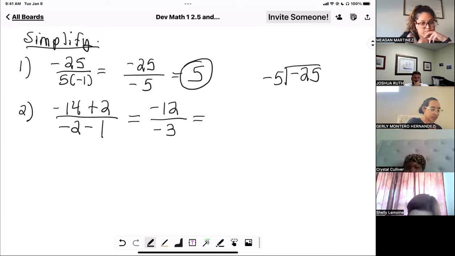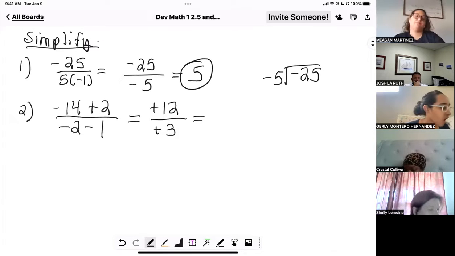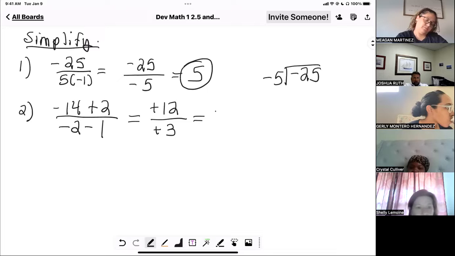And again, I see a negative divided by a negative, that's going to be a positive. Even if you want to do this, you could go like this if you want, just to know that the answer is positive. That's fine. I do that a lot. And then 12 divided by 3 is 4.